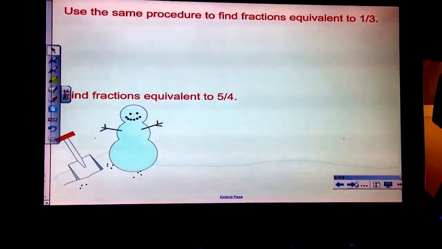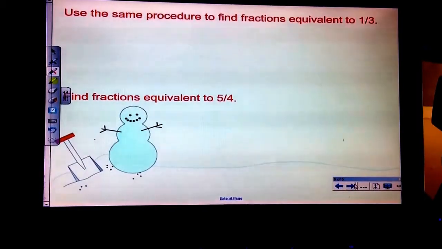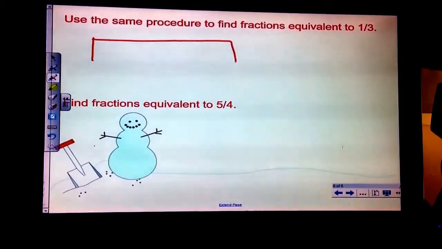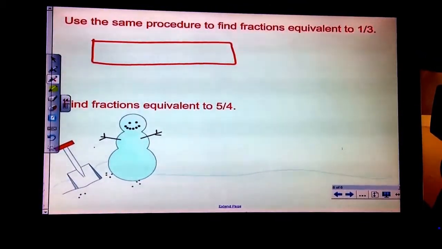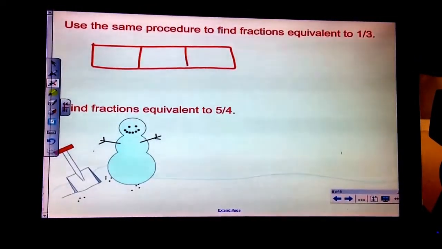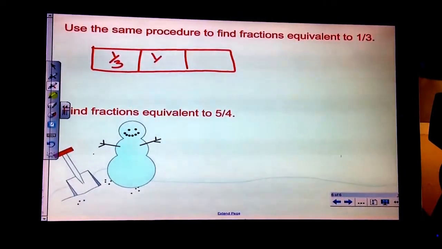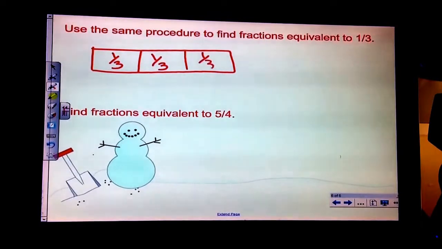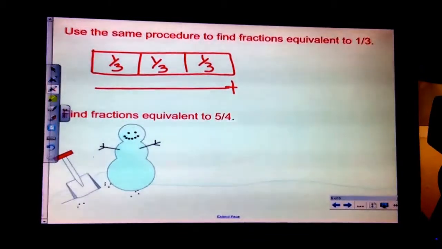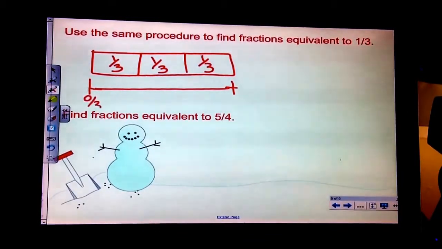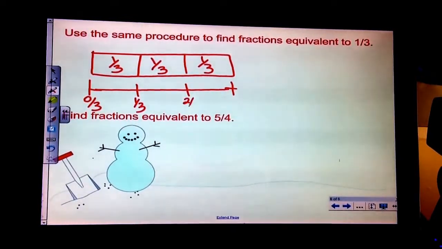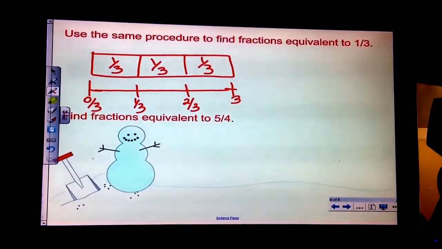So now let's look at the idea of finding fractions that are equivalent to 1/3. I'm going to draw a picture of the fraction strip. You'll use this piece of paper to do this. So I would fold it into thirds, and each piece would be 1/3. Now I can use that to draw a number line. And I have 0/3 here, and then I have 1/3, and then I have 2/3, and then over here I have 3/3.